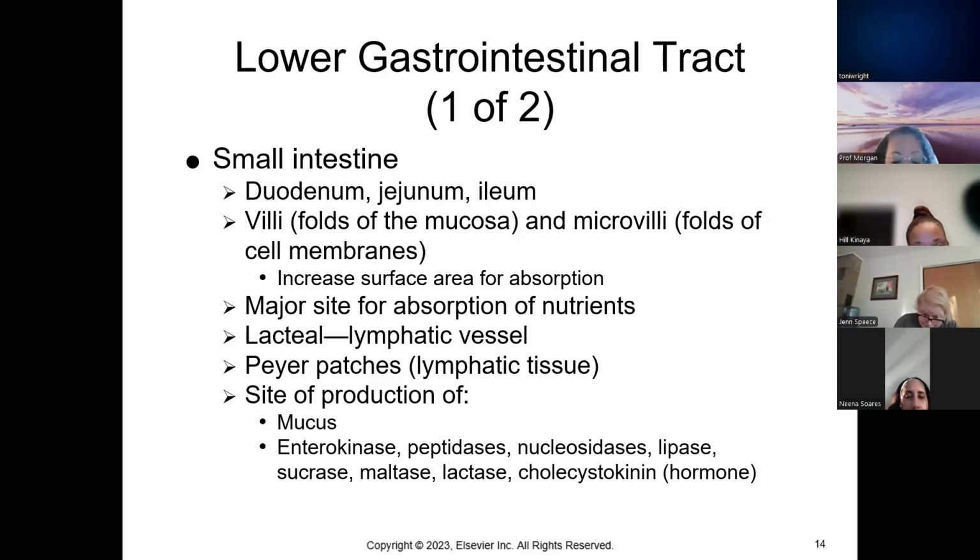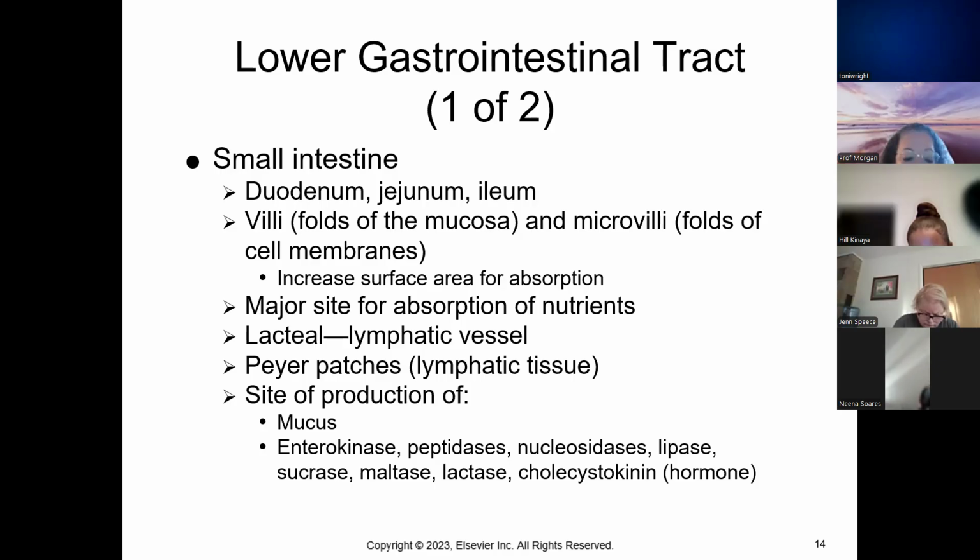Other enzymes produced in the intestinal mucosa include peptidases, nucleosidases, lipase, sucrase, maltase, and lactase. So you might have heard about some of those in nutrition. You have goblet cells there in the mucosa. Those help to secrete mucus and protect the intestinal wall and buffer it from that acidic chyme.